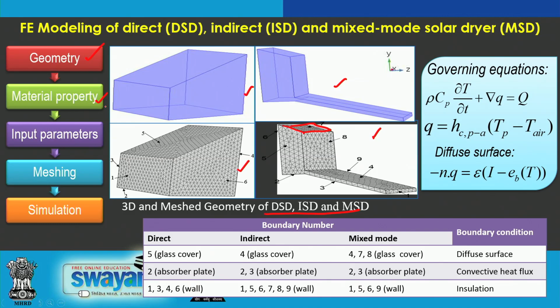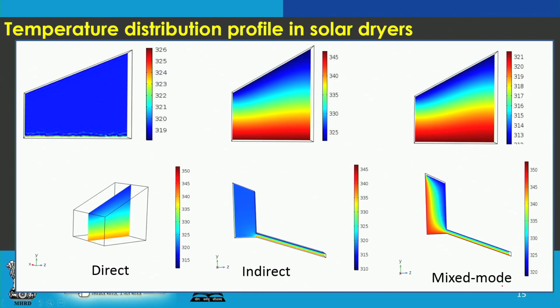So, in that regard the material properties have been identified for different components of the dryer. For example, glass cover, absorber plate, then wall of the dryer, and boundary conditions have also been given in terms of diffuse surface, then convective heat flux from the absorber plate to the moving air, and the walls of the dryer are being designated as properly insulated. So, developing the model and then after providing the governing equations and the suitable boundary conditions, the temperature distribution profile in these dryers can be visualized.